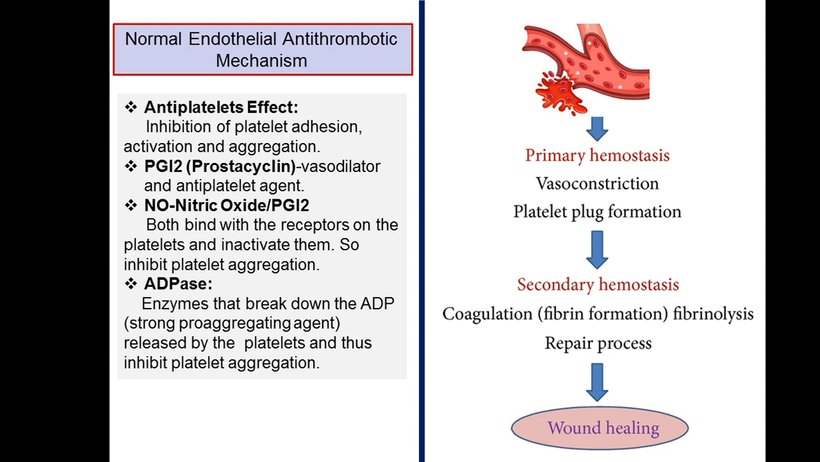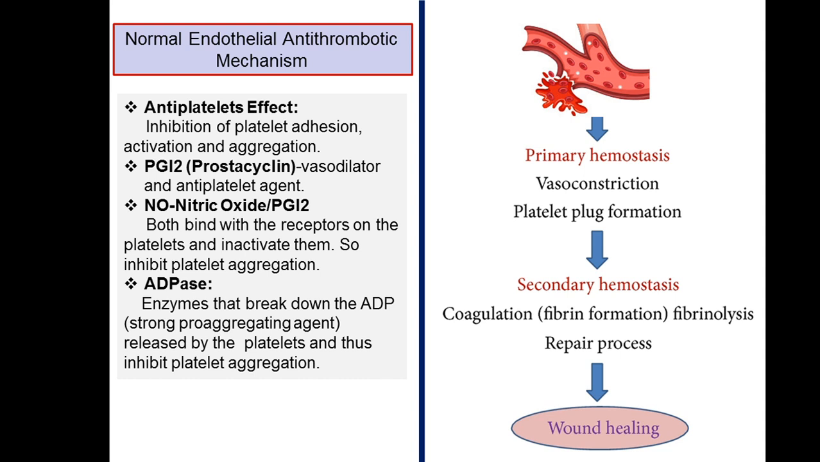Normal, non-damaged endothelium has a very important role to maintain the laminar blood flow because it has an antiplatelet effect by inhibition of platelet adhesion, activation, and aggregation. Also, normal endothelium produces prostacyclin, which is a vasodilator and antiplatelet agent. It also produces nitric oxide. Both bind with the receptors on the platelets and inactivate them, so inhibit platelet aggregation. ADPase, an enzyme that breaks down ADP, a strong pro-aggregative agent released by the platelets, thus inhibits platelet aggregation.